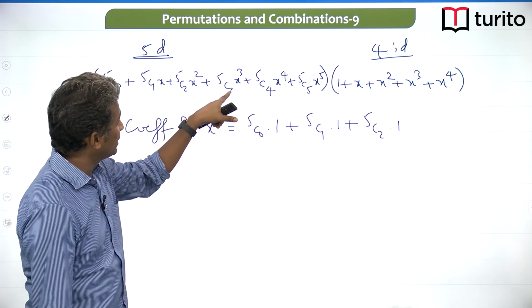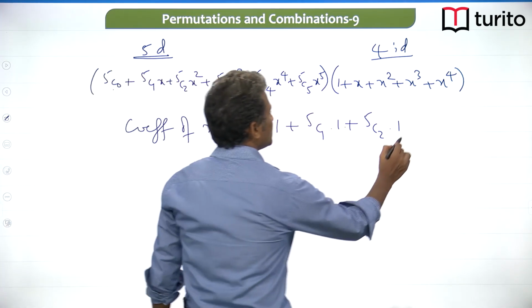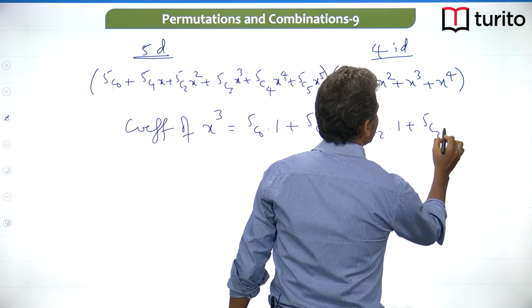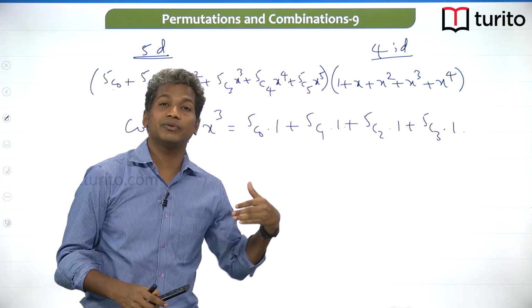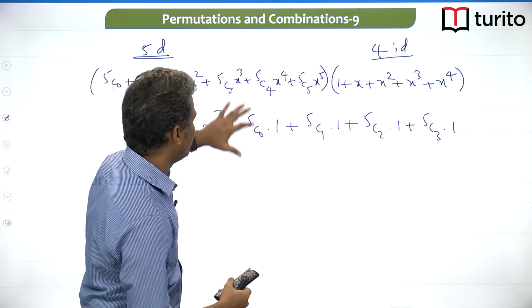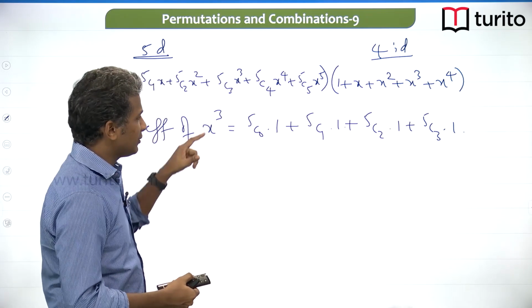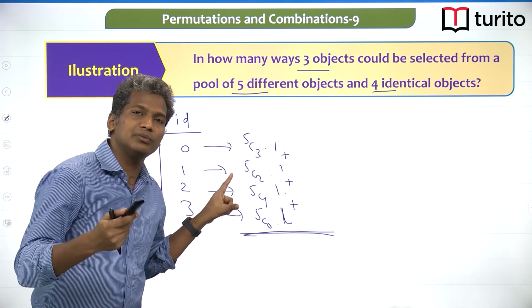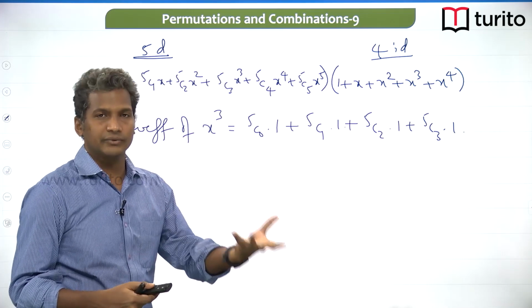Now, similarly again, if I take x cube here, from here I have to take constant. So that means it is 5c3 into 1. So basically we have collected the coefficient of x cube here, which came out to be the total number of ways of selecting 3. If you check with the earlier case, they have matched exactly. So these are 2 different ways of doing the question.